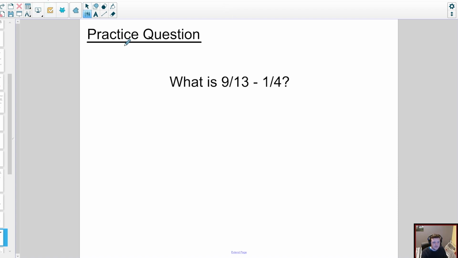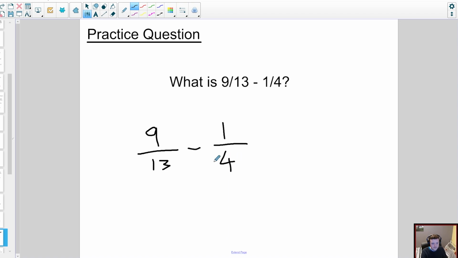Okay, so here we are. We've got 9/13 and 1/4. Let's start with this then. So the same method as I always do, 9 out of 13 minus 1 out of 4. Well, 13 times 4 is going to be 52. So we're going to have two fractions out of 52.